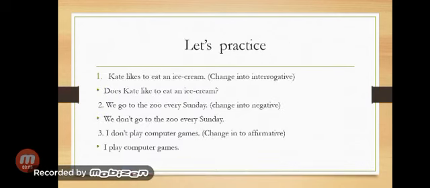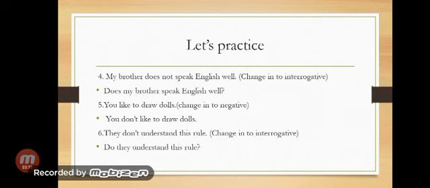Let's practice. Kate likes to eat an ice cream. Change into interrogative. Does Kate like to eat an ice cream? Number 2, we go to the zoo every Sunday. Change into negative. We don't go to the zoo every Sunday. I don't play computer games. Change into affirmative. I play computer games. My brother does not speak English well. Change into interrogative. Does my brother speak English well?